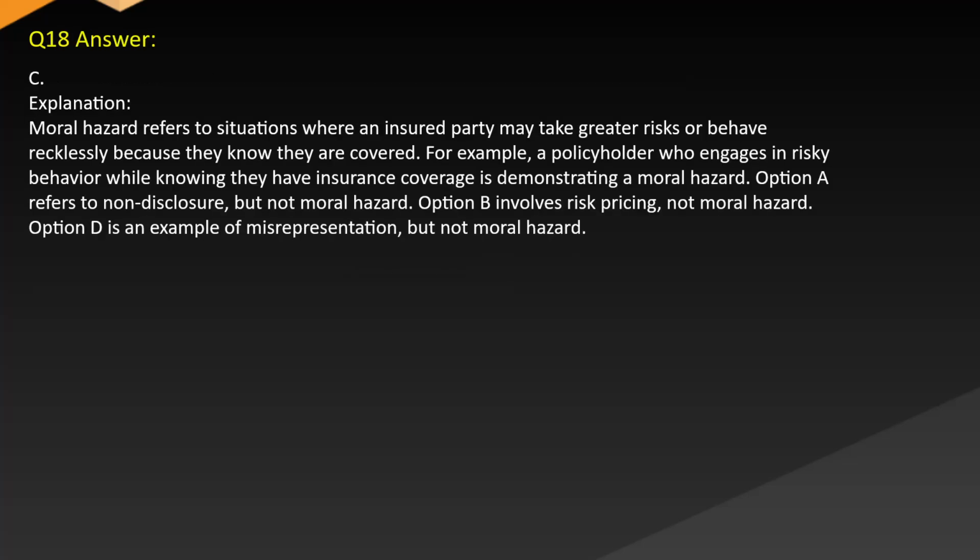Answer: C. Explanation. Moral hazard refers to situations where an insured party may take greater risks or behave recklessly because they know they are covered. For example, a policyholder who engages in risky behavior while knowing they have insurance coverage is demonstrating a moral hazard. Option A refers to non-disclosure but not moral hazard. Option B involves risk pricing, not moral hazard. Option D is an example of misrepresentation but not moral hazard.